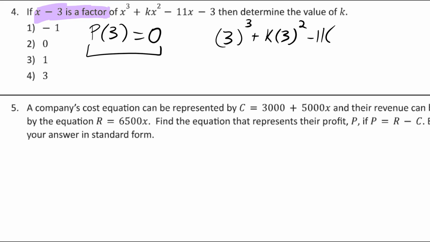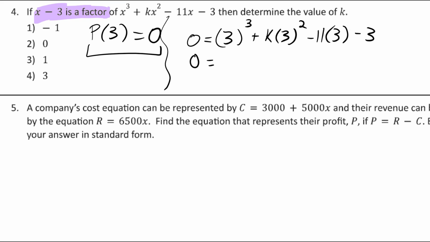And because I know x minus 3 is a factor, when I substitute in positive 3, it all should evaluate to 0. So now I have an equation with just one unknown that I could simplify a little bit to solve for k.